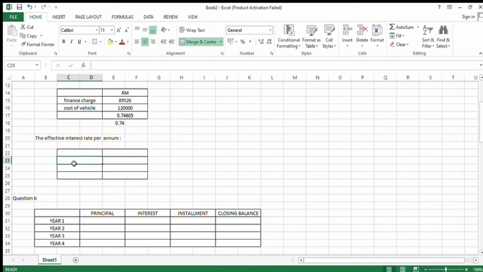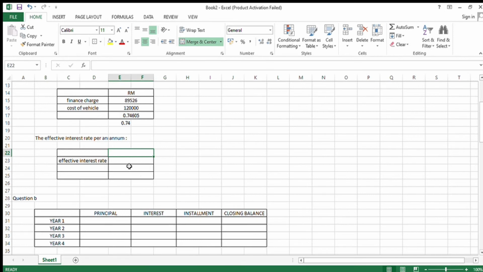So for effective interest rate per annum, we just take the effective interest rate and divide by 4 because we have 4 years, and the answer is 0.19. Then we convert to percent, so the answer is 19%.